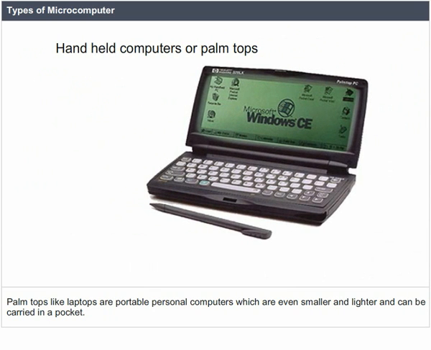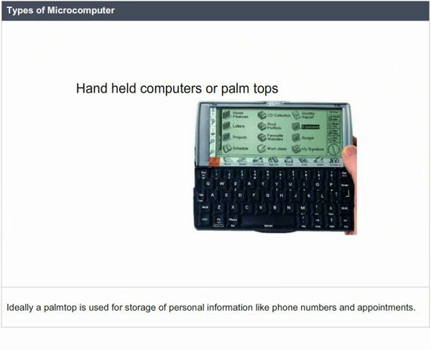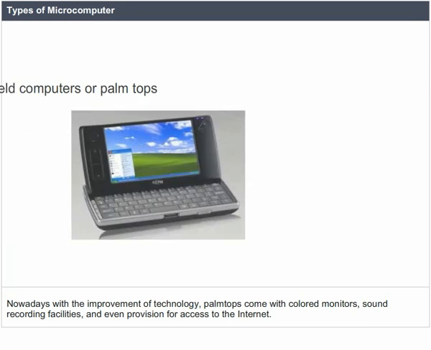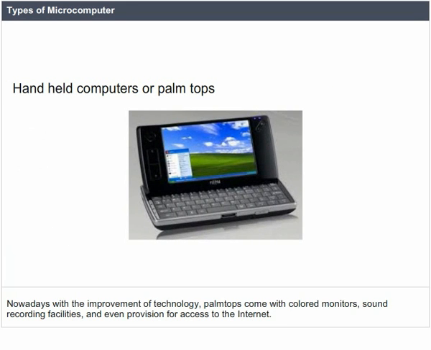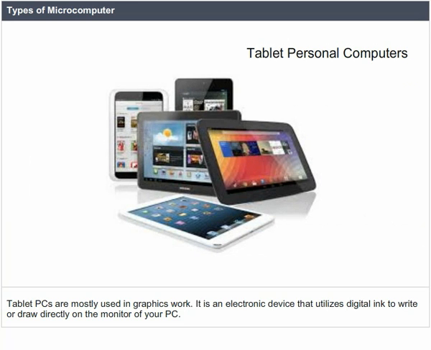Handheld computers or palm tops. Palm tops, like laptops, are portable personal computers which are even smaller and lighter and can be carried in a pocket. Ideally, a palm top is used for storage of personal information like phone numbers and appointments. Nowadays, with the improvement of technology, palm tops come with colored monitors, sound recording facilities, and even provision for access to the internet.